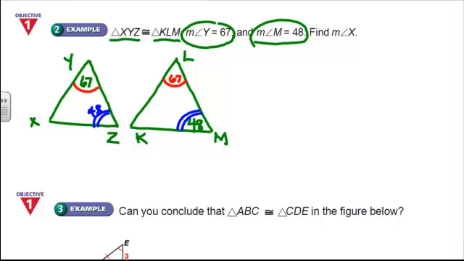I'm going to use the triangle angle sum theorem. I know that angle x plus 67 plus 48 has to equal 180 degrees. When I take the time and add these together, 67 plus 48 is equal to 115.